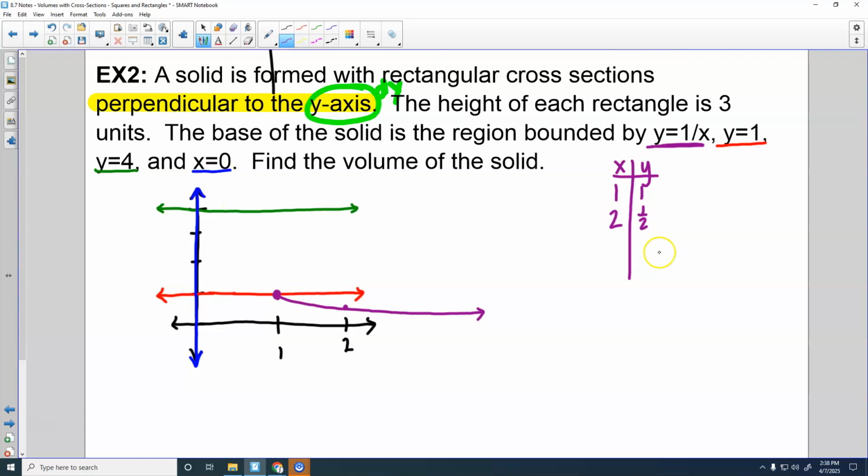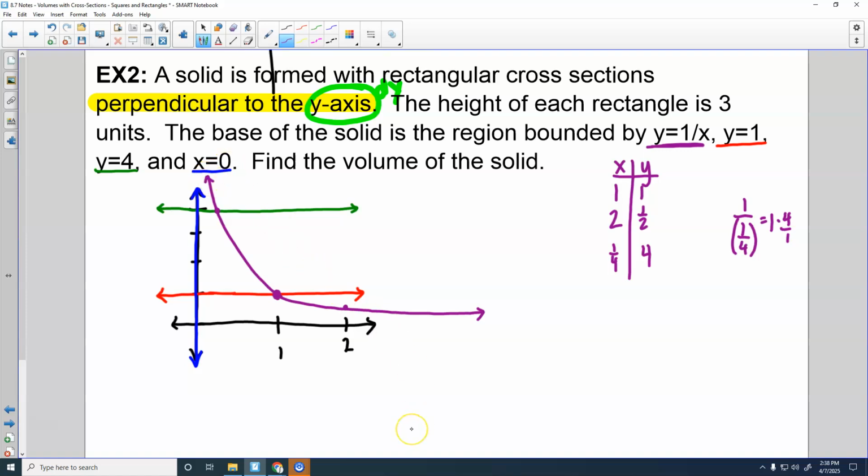When would I get 4? Because it needs to go up to that point right there. 1/4, right? Because 1 divided by 1/4, dividing fractions is easy as pie. We can flip the second and multiply. So if I had 1/4 right here, this graph starts to look like this.